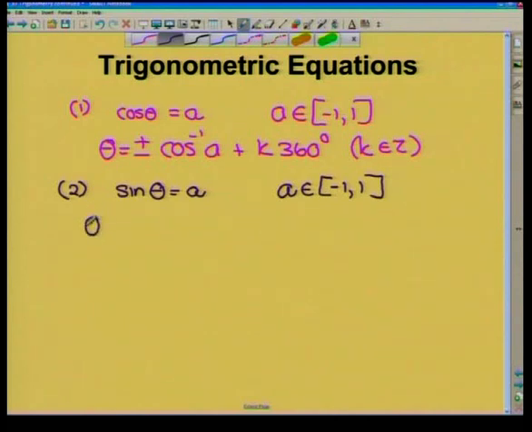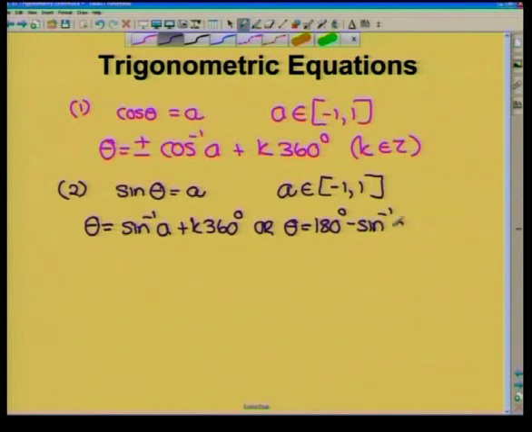And we know that theta will equal shift sine A plus K 360. Again, the 360 because the period of the sine graph is 360. Or theta equals 180 degrees minus shift sine A plus K 360. And remember again, we have to qualify K as an element of Z.